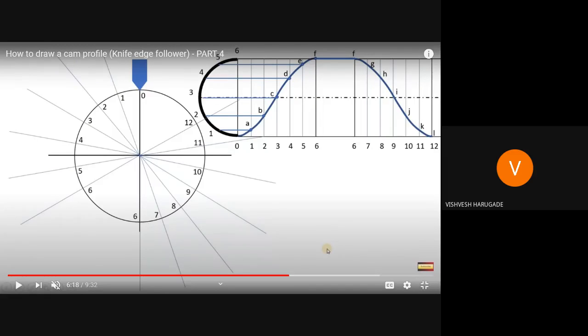Hello. Are you able to understand how to draw this cam profile?